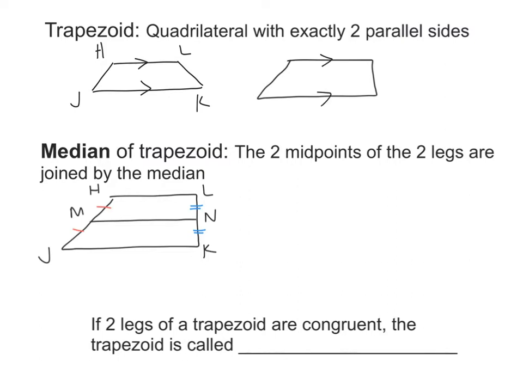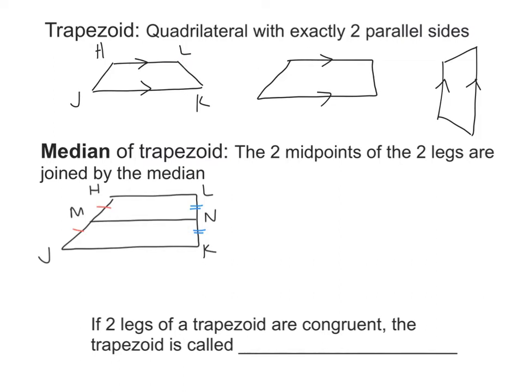You could also have a trapezoid that looks like this, where these are my two parallel sides. So those are the bases. On the other hand, HJ and LK are my legs. These two angles have a specific property, and those are called my base angles, and so are these two.